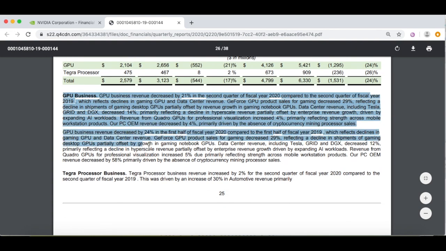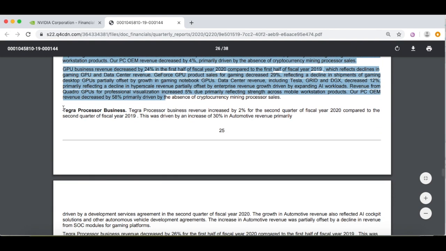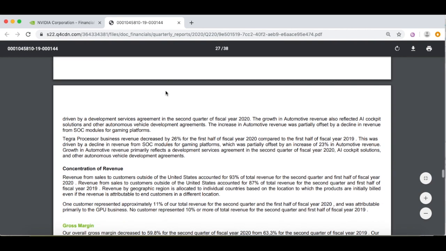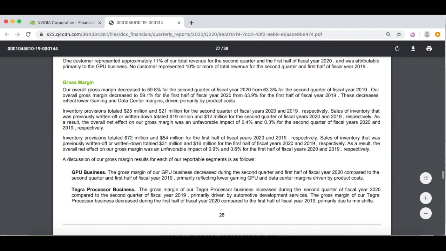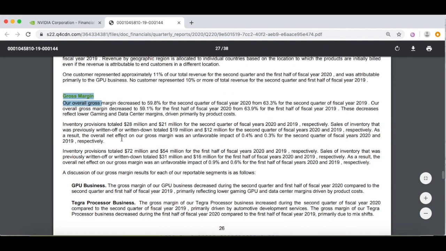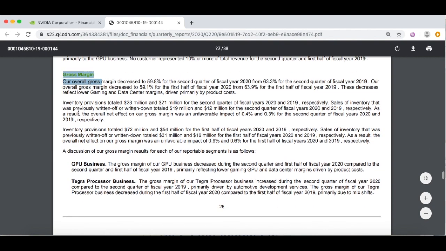Talking to you more about the GPU business. Talking to you more about the processor business. Again, I'm going to skip over this, but it's something I would read if you're really interested in this company. Gross margins, going to give you more color on that, okay? The fact that gross margin has trended down, they're talking about write-offs and things like that. That could have affected gross margins, okay?